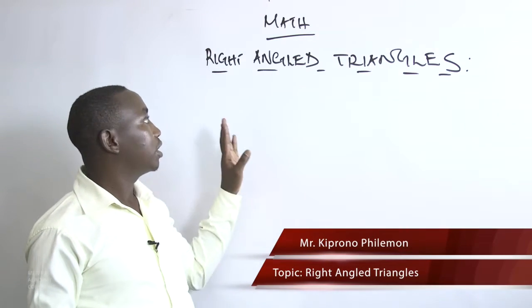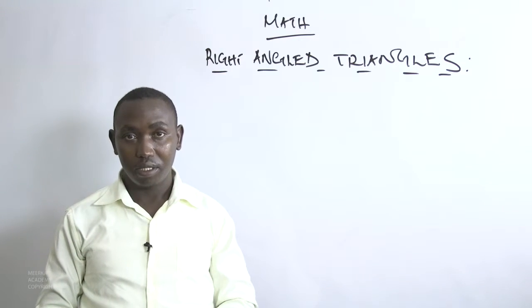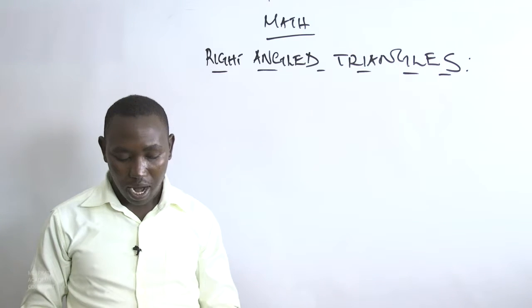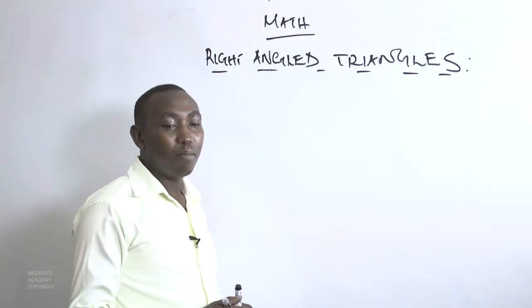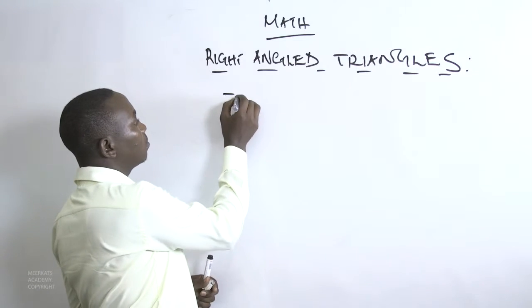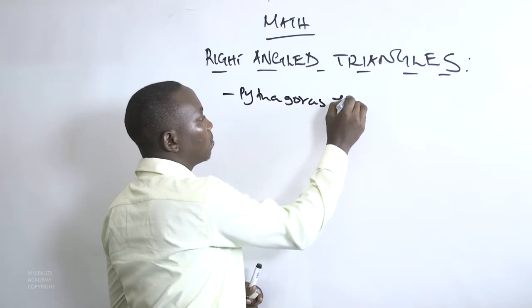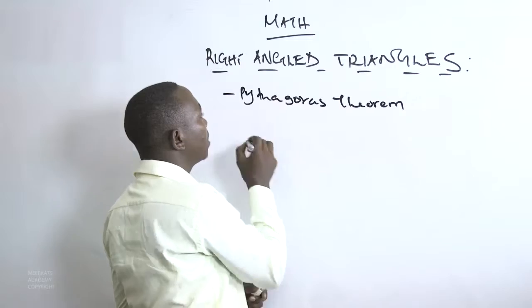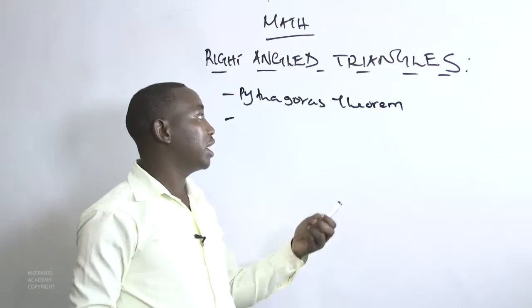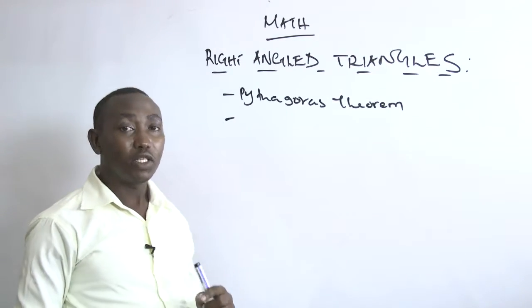We are going to introduce a new topic on right-angled triangles. On this particular topic, we are going to cover several aspects. One, we are going to review the Pythagoras Theorem. Two, we are going to look at how we can use the Pythagoras Theorem to find the shorter sides of a triangle.